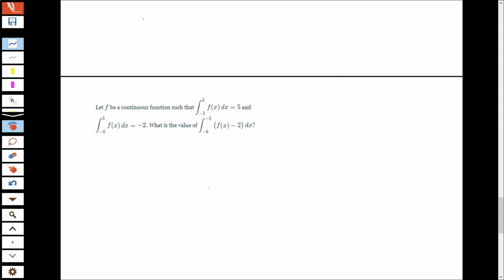Okay, so here is a Delta Math example, so you can take a second to read it. It says that f is a continuous function. The integral from -3 to 3 of f is 5, and the integral from -6 to 3 of f is -2. And then it asks us for this integral here. I'll admit that this is a little bit intimidating. But you should notice something about the boundaries that allows us to use those adjacent integrals.